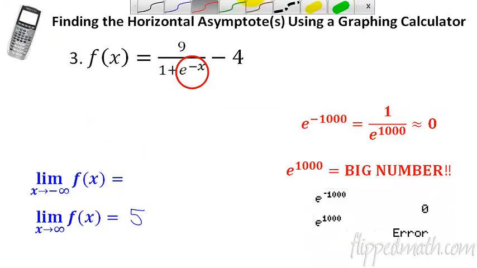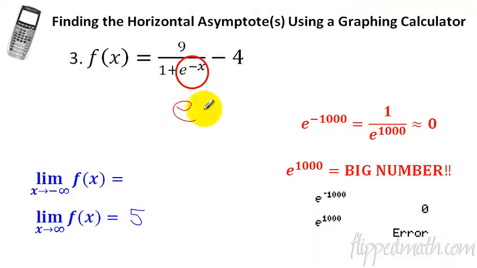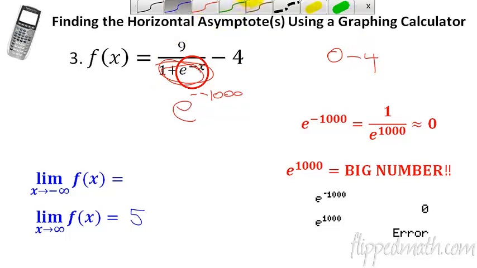So there's a couple ways you could do this. One would be just to think about what you're doing, and that is e to the, I'm going to plug in a negative, so a negative 1,000, which is just a positive 1,000. That's a super big number. So this thing right here is 1 plus super big. The whole denominator is super big. So it's 9 over super big. That just is 0 minus 4. That whole fraction becomes 0, and then it's minus 4. So that's going to be a negative 4.